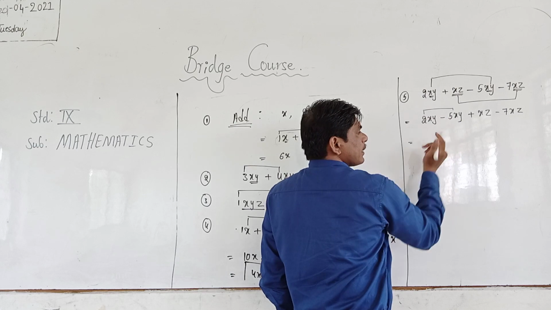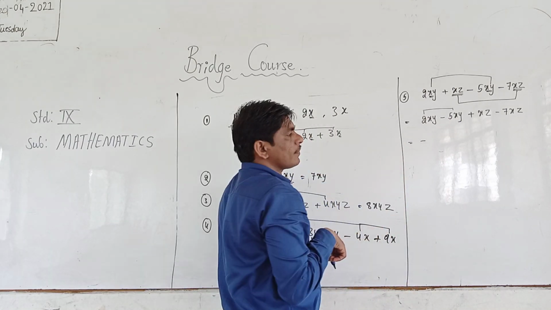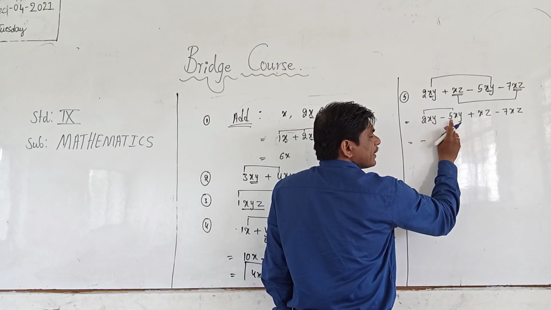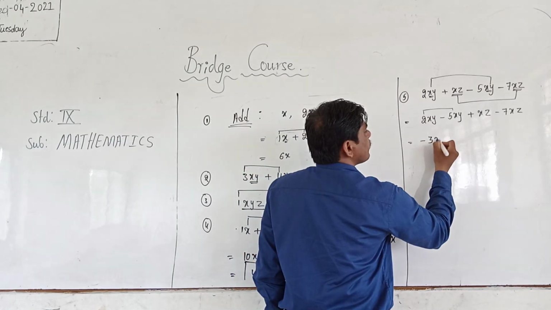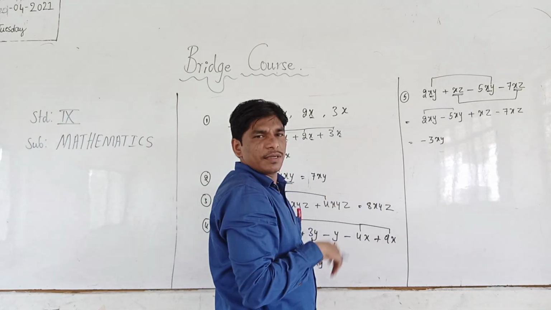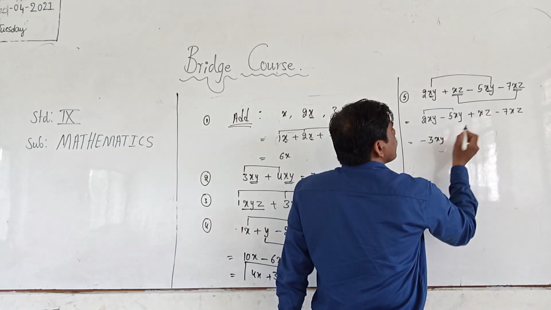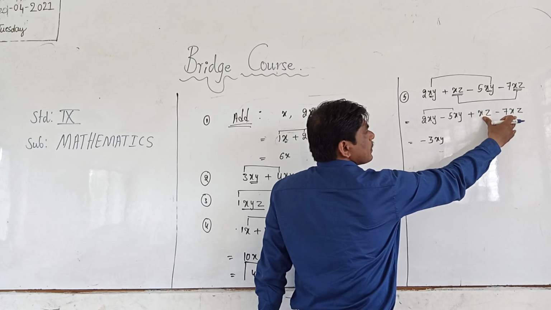Now the greater sign is negative. First we write the negative sign. Then 5 minus 2 is equal to 3. Then xy as it is. This was the same variable.